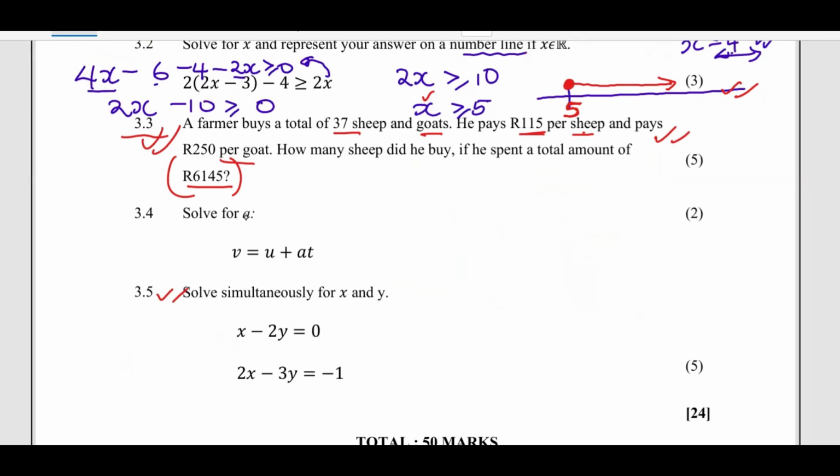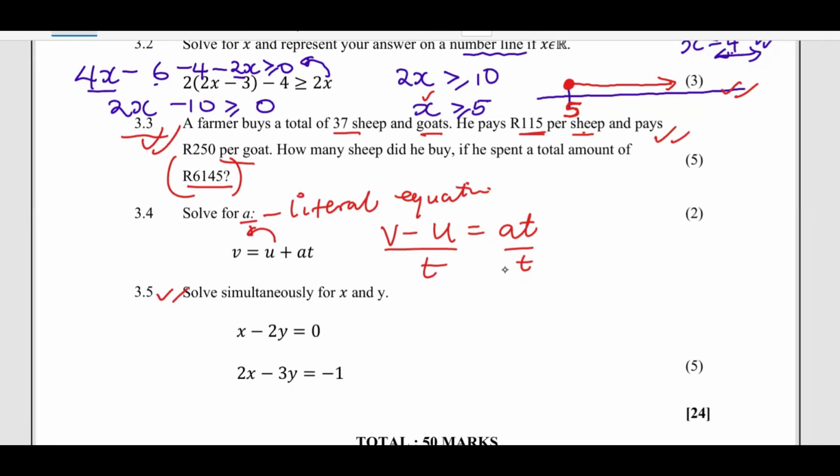3.4, solve for A. This is part of what we call the literal equations. In these equations, we're just solving unknowns, making unknowns the subject and so on. When they say solve for A, you must leave A on one side. So let's move the U to that side. So it's going to be V minus U equals 80a. Then divide both sides by T. So our A is V minus U over T, and that becomes the answer.